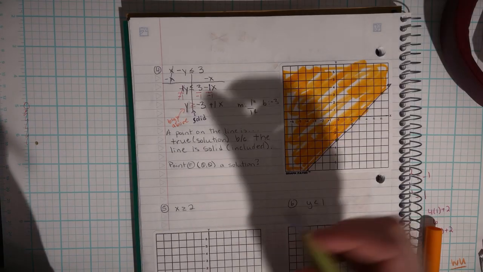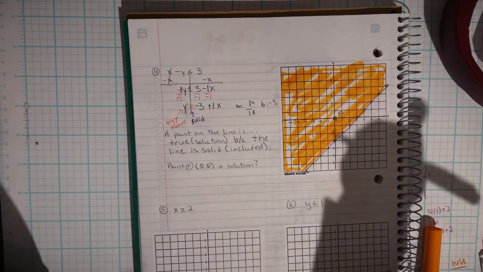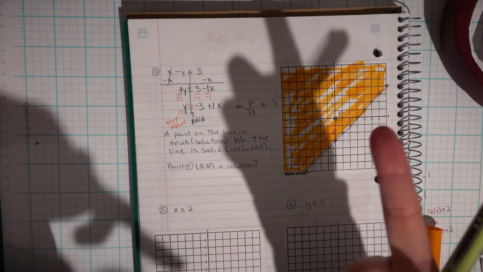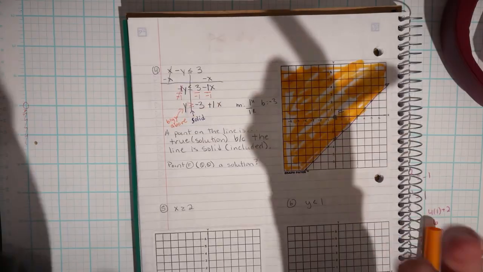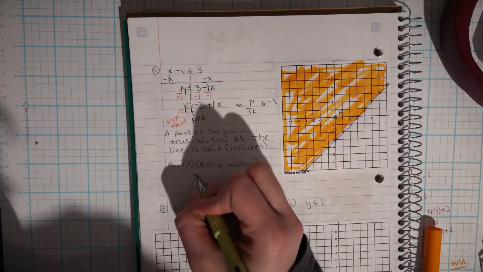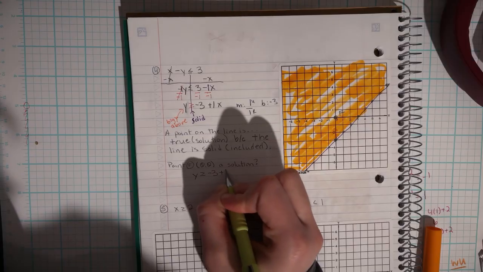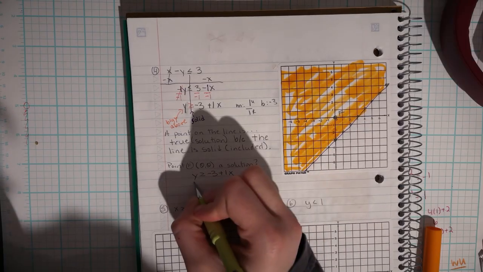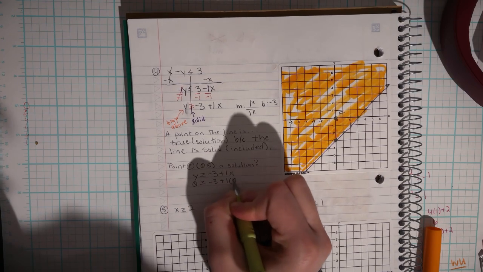All right, we're going to prove if this point, 0, 0, is a solution. First off, you can say yes because it's in the shade. But what happens if we didn't even have that graph to help us? That is where we would use our mathematical knowledge of plugging in variables. We got 0 for the y, we got 0 for the x.